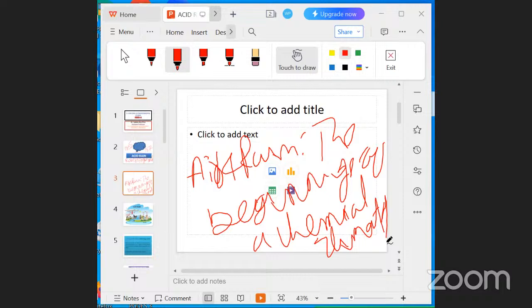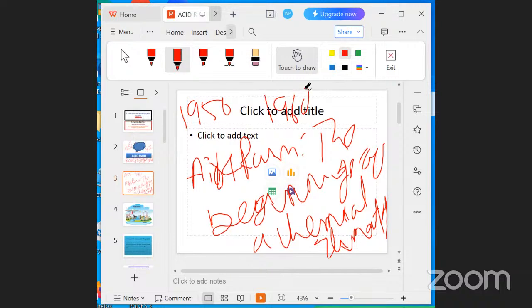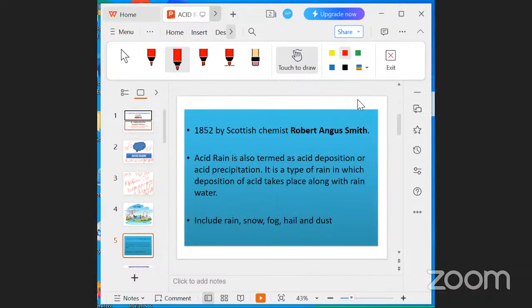In the 1950s, scientists in the United States started studying the phenomenon, and in the 1960s and early 1970s, acid rain became recognized as a regional environmental issue. It affected Western Europe and Eastern North America. Right?